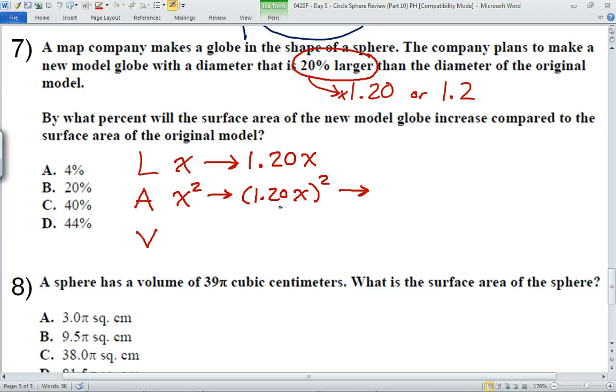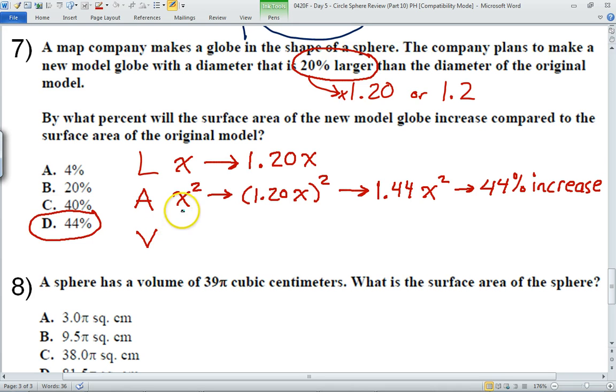If I do that, I get 1.44. So my new area is 1.44x squared. Now, this multiplying by 1.44 is what percent increase? Well, I'm hoping that you can see that this represents a 44% increase. Okay? And since they're asking by what percent the surface area will increase compared to the original surface area, this 44% increase that we see right here, that is the answer to the question. So the answer is D.